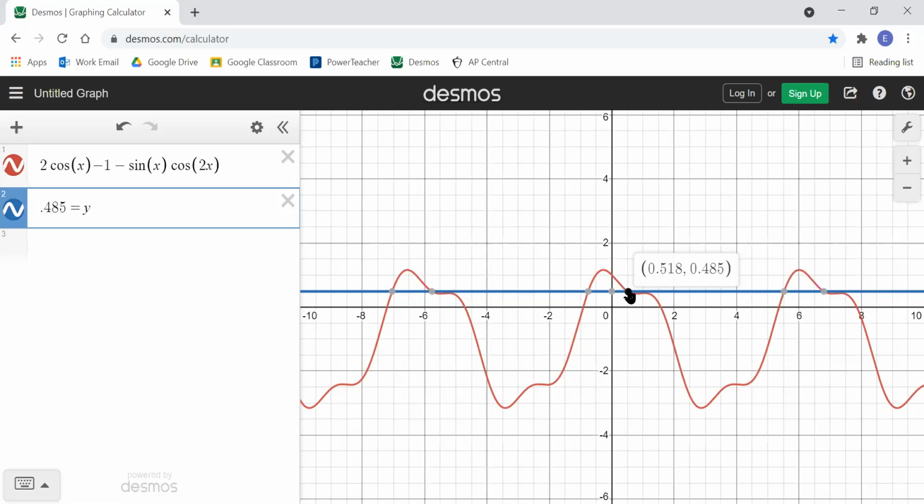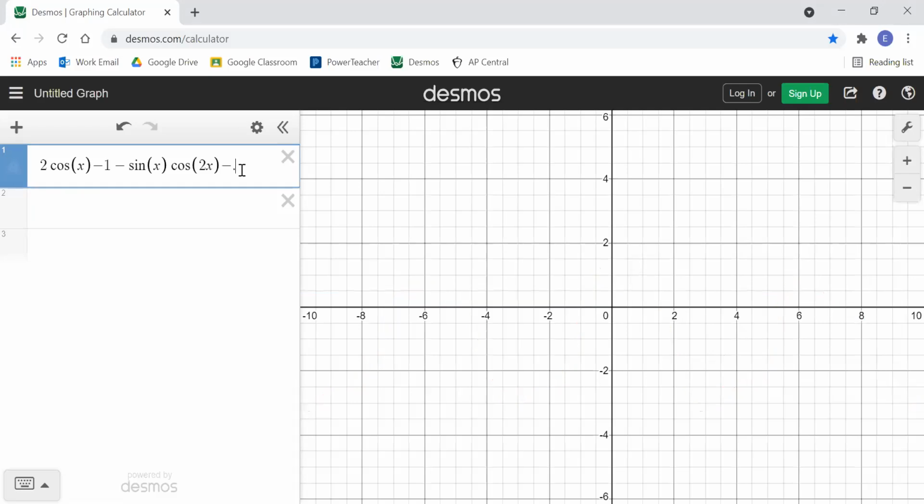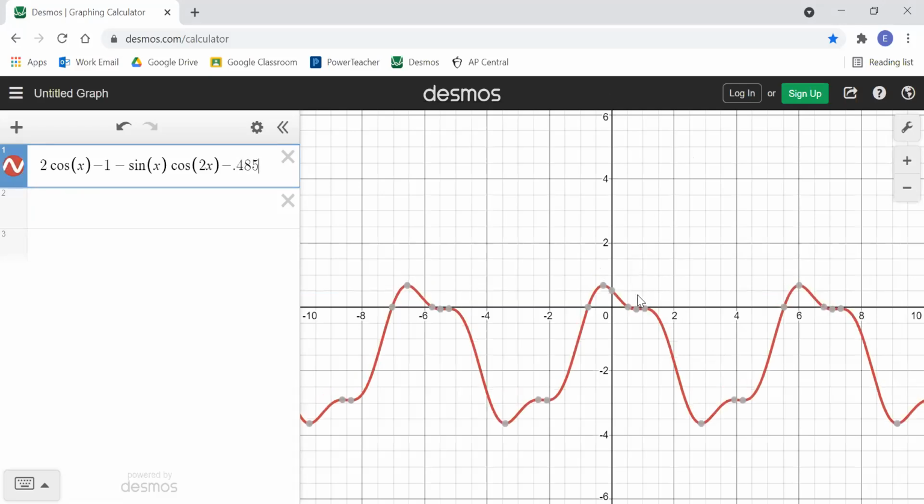I don't have the scoring guidelines up for this one because I wasn't looking at it. Is that the value we had? Yeah. Yep. So that's all. You just graph this function, graph this one, or alternatively, if you don't want to graph 2 different functions, you can just subtract the 0.485 and look for where it crosses through the x-axis. That's just a max there, yeah. So at 0.518 also.